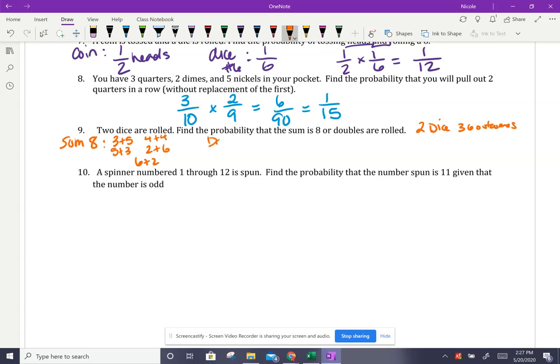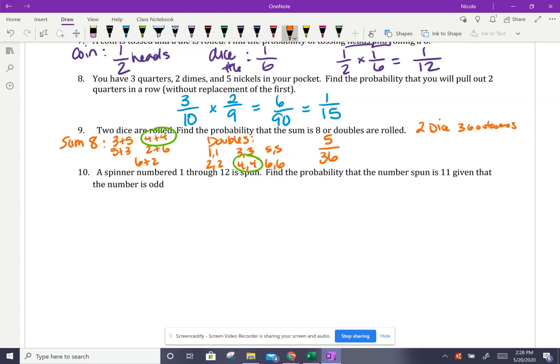For doubles, you have 1 and 1, 2 and 2, 3 and 3, 4 and 4, 5 and 5, and 6 and 6. Now, do any of these sets look like they are identical? Well, we've got 4 and 4. So we need to do this problem a little differently. We're going to take all the outcomes from a sum of 8, 1, 2, 3, 4, 5, and that's out of 36 because I'm rolling 2 dice. There's a total of 36 possible outcomes when you roll 2 dice.